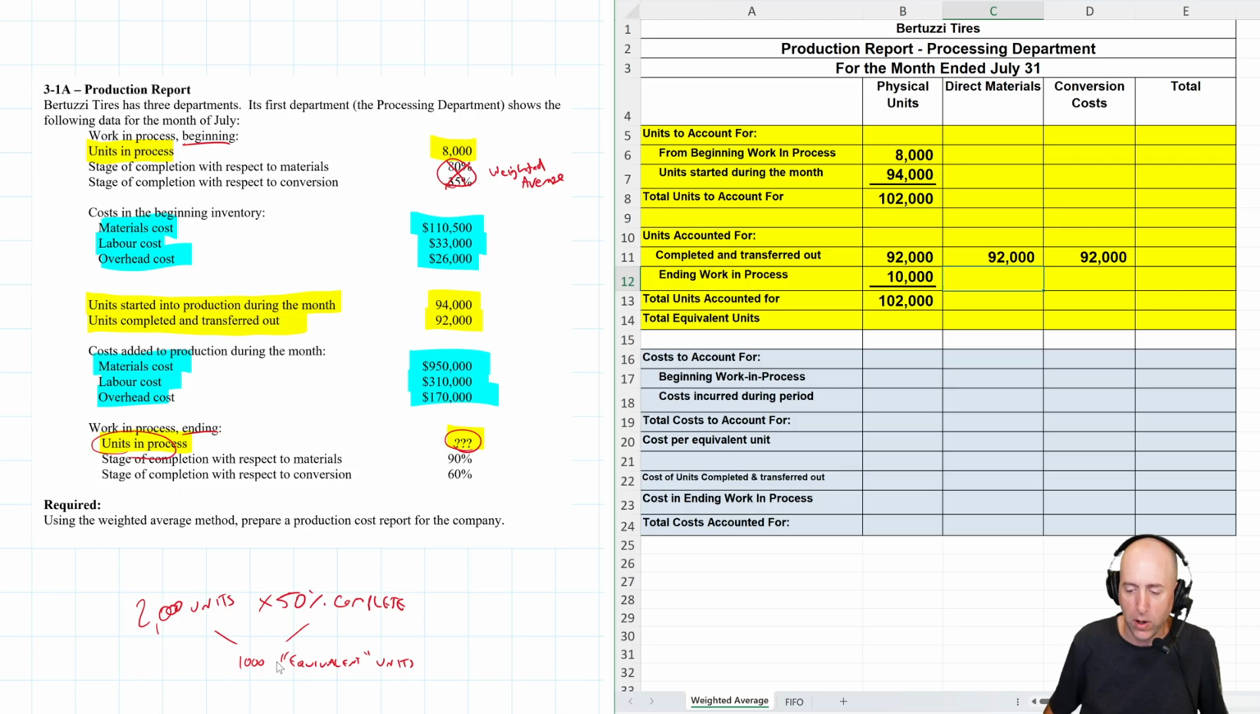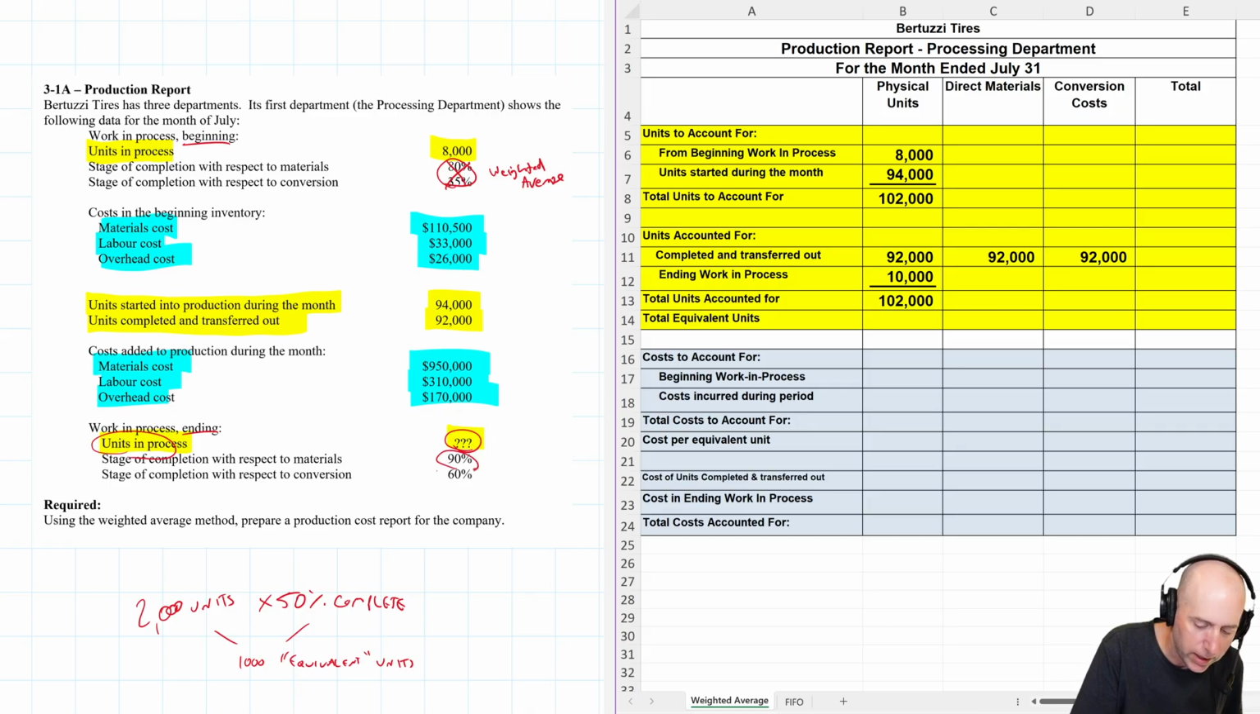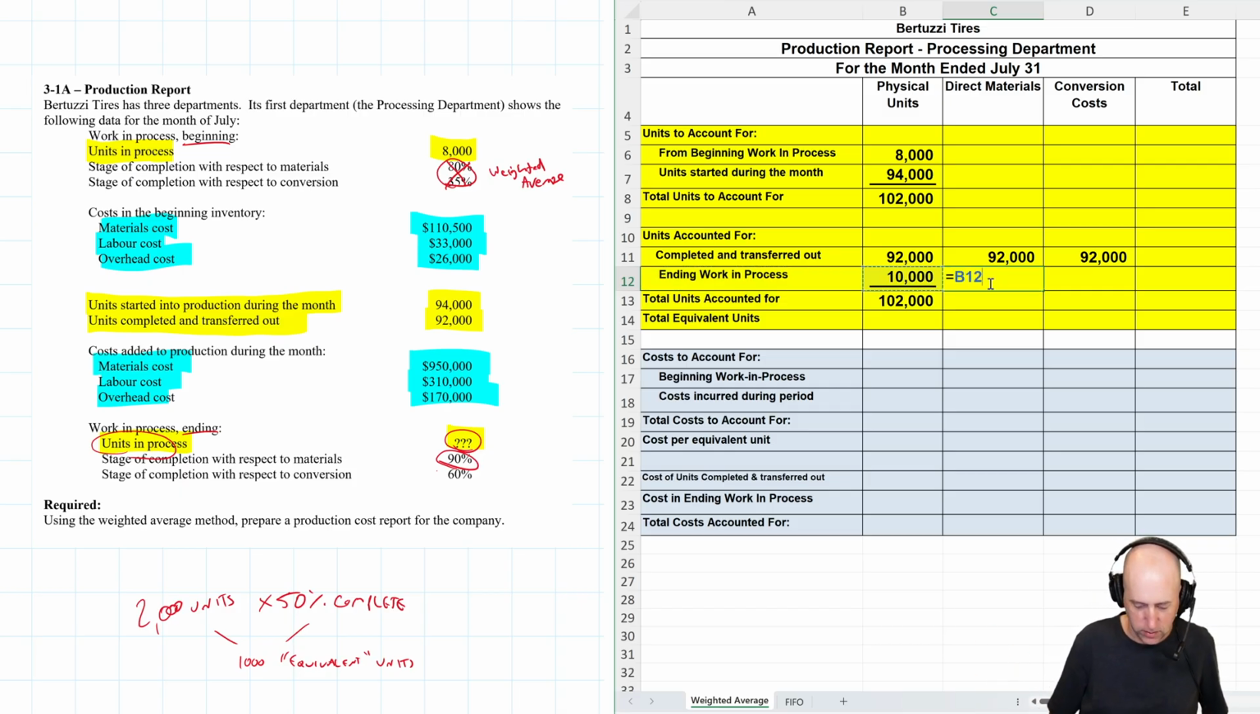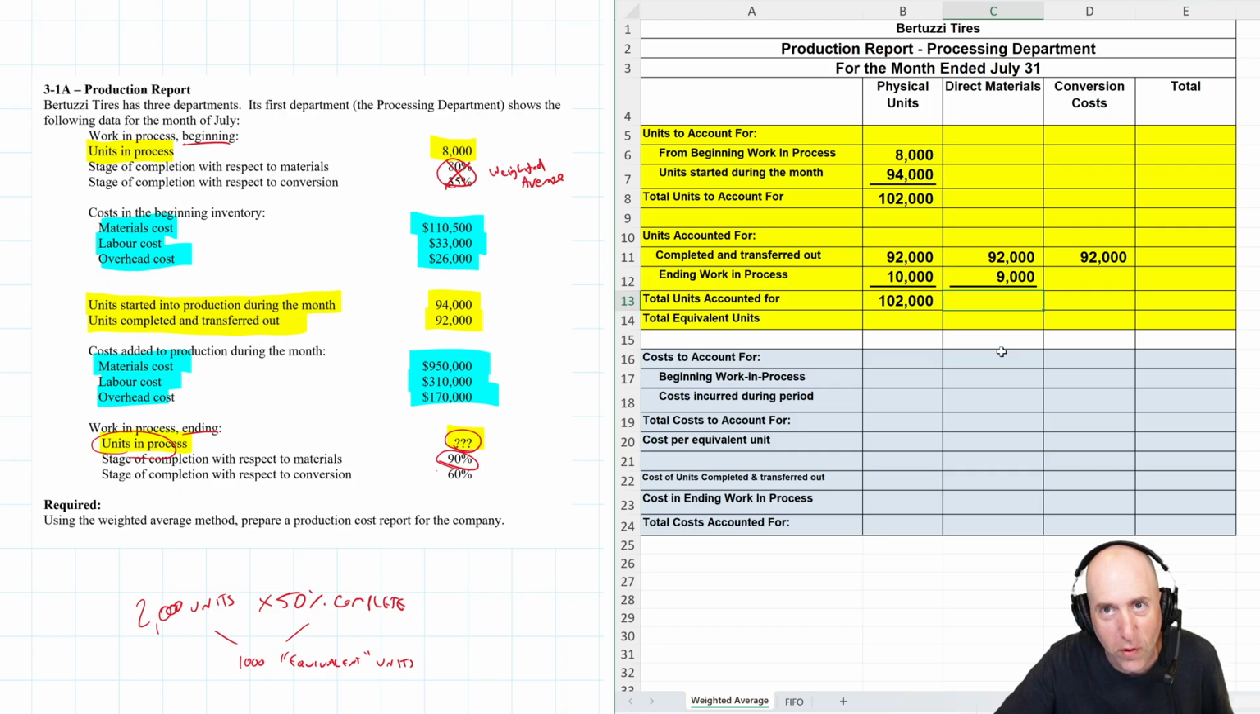Our ending WIP, though, has some percentages. It says our ending WIP is 90% complete as to material. So if I have 10,000 units on the go and I'm 90% done, that's the equivalent of having 10,000 times 90%, that's the equivalent of having 9,000 units that are fully complete. So we use that number for our calculations.